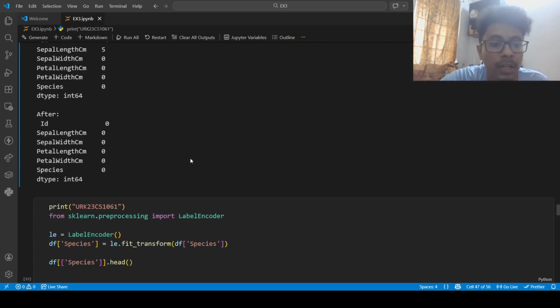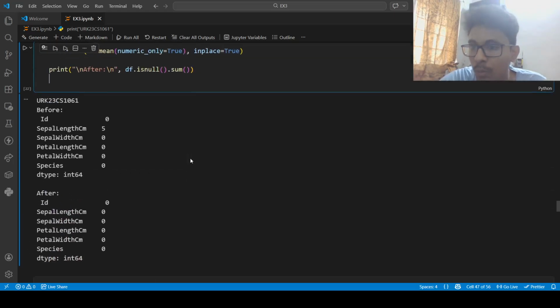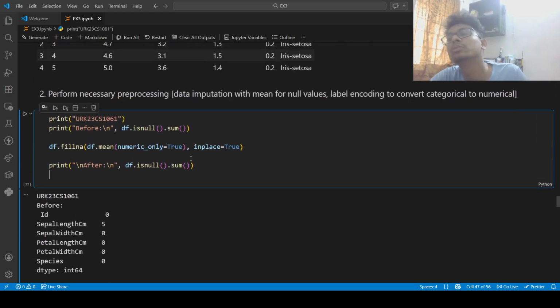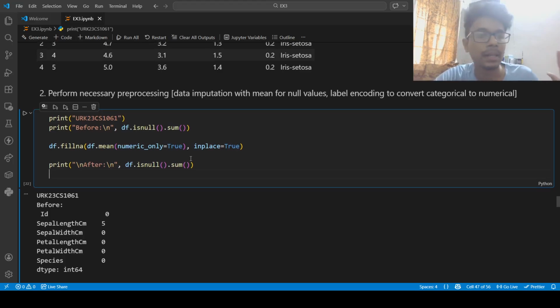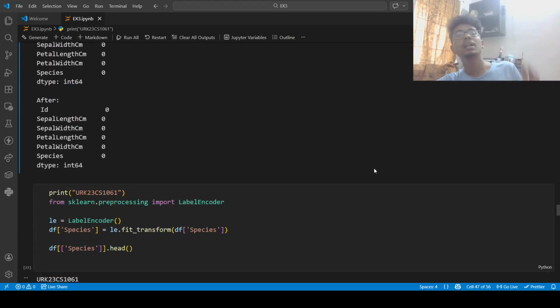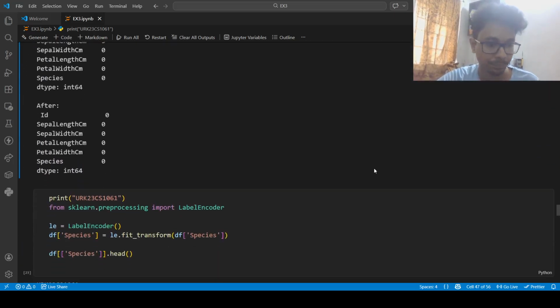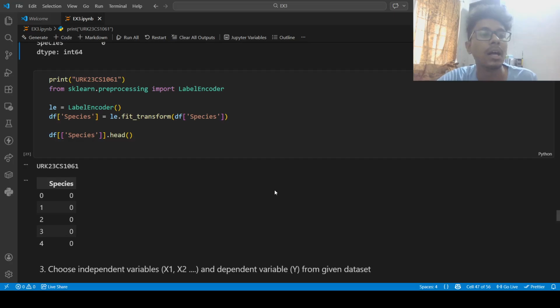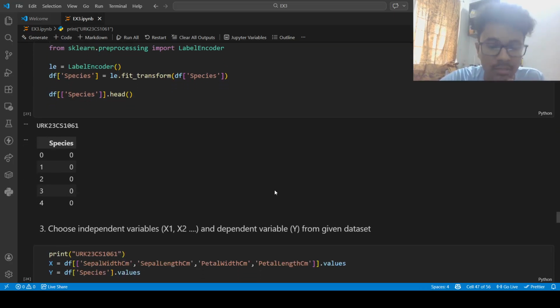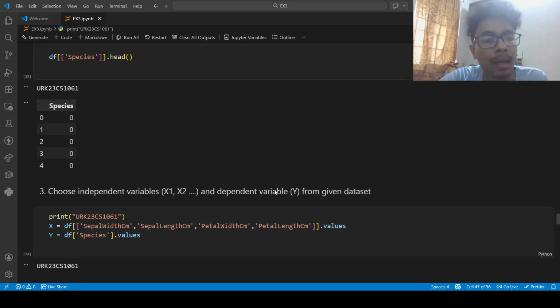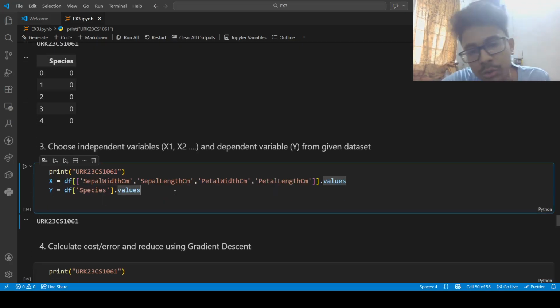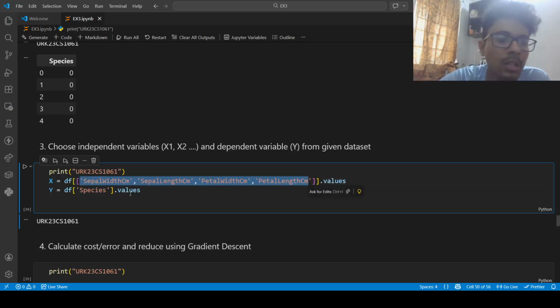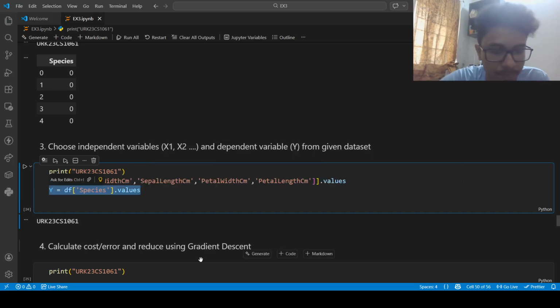Yes, and before that, we need to use label encoding. Why? Because machine learning works only with numerical data, not with text or strings. So for that, I'll be using label encoding. Label encoder helps in solving this issue. I have done that and it classified either 0 or 1. It's somewhat like a binary classifier. And the next question is choosing the independent and the dependent variables. I have chosen the independent variables and the dependent variable is species.